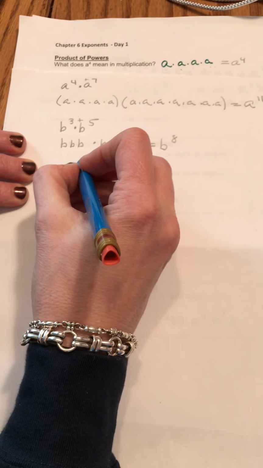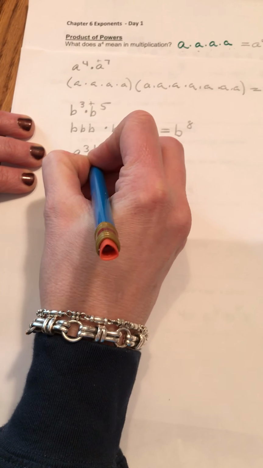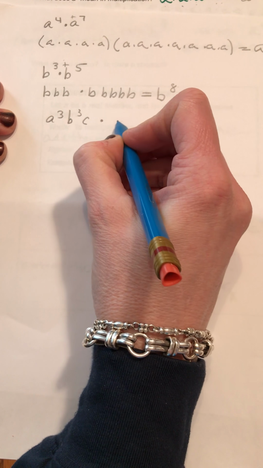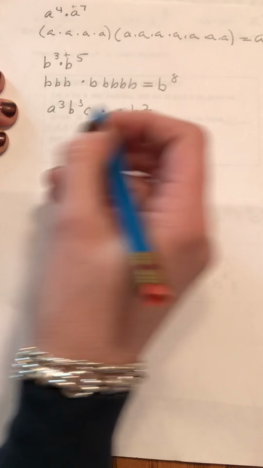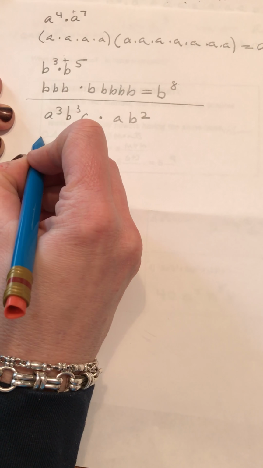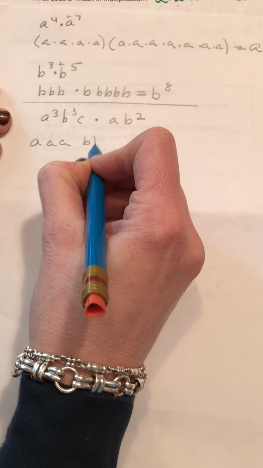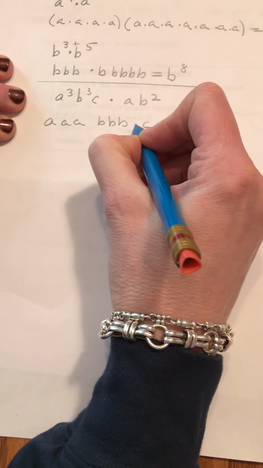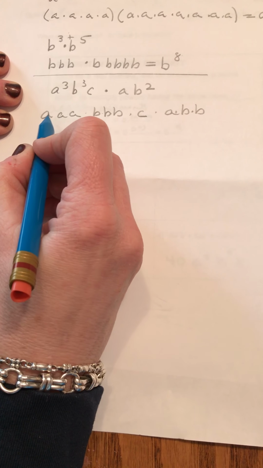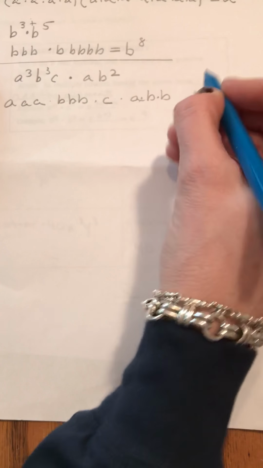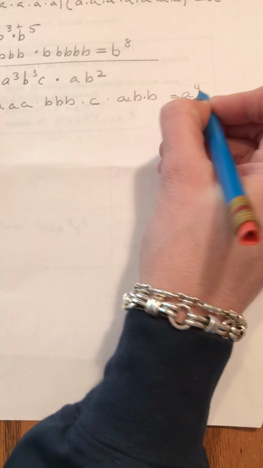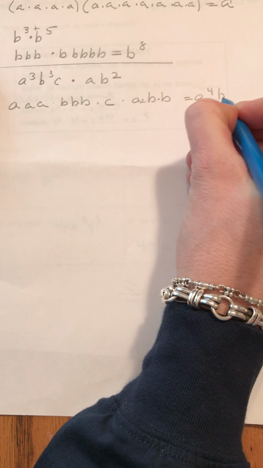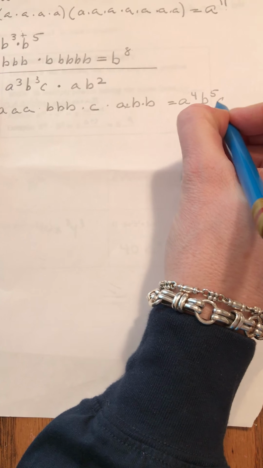So it would be a lot easier to just realize we can add those exponents. In our third example, we have a to the third, b to the third, c, times a b squared. Just for today's sake, I'm going to write this out. This is a, b, c, and then a, b. And I'm going to put all of my variables together. So I actually have a to the first, a to the first, a to the first, and a to the first, which is a to the fourth power. In my b's, I have b to the first, b to the first, b to the first, b to the first, b to the first, which is b to the fifth power, and then the little c all by itself.